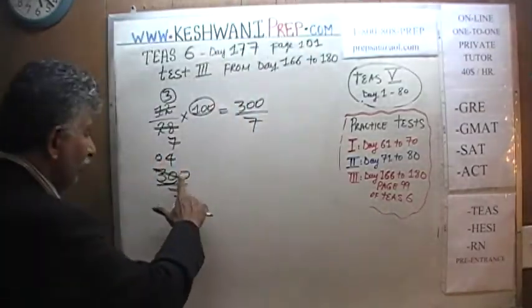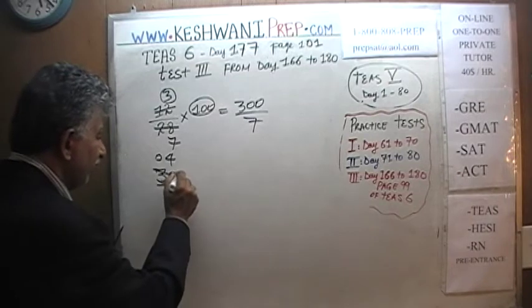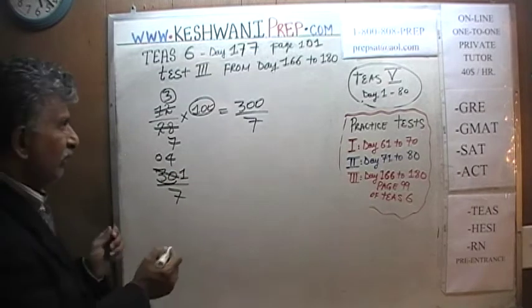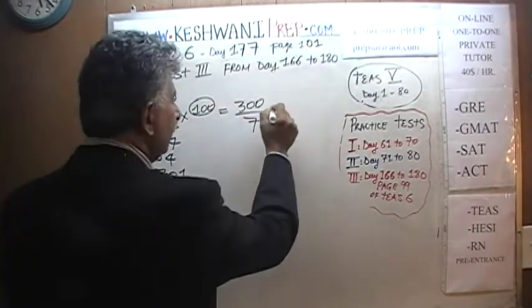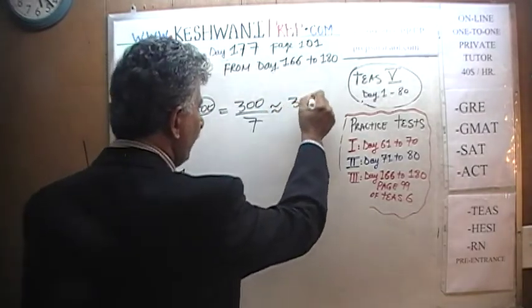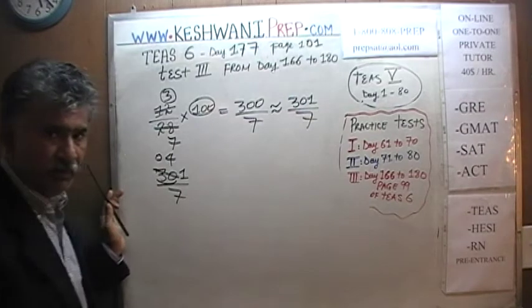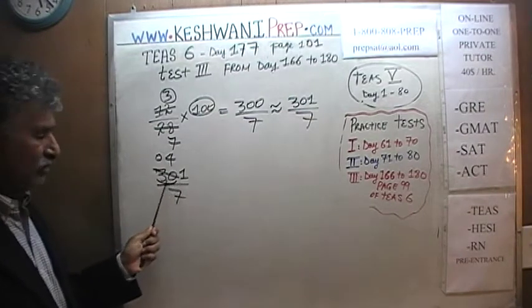If we pretend that 300 is 301, in other words, we are pretending, we want to find out 300 over 7. 300 over 7 is approximately 301 over 7. Why did we do it? Because we just realized that 301 actually is a multiple of 7.